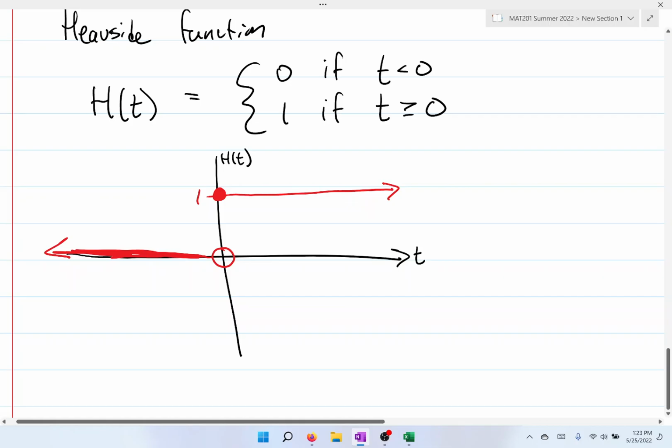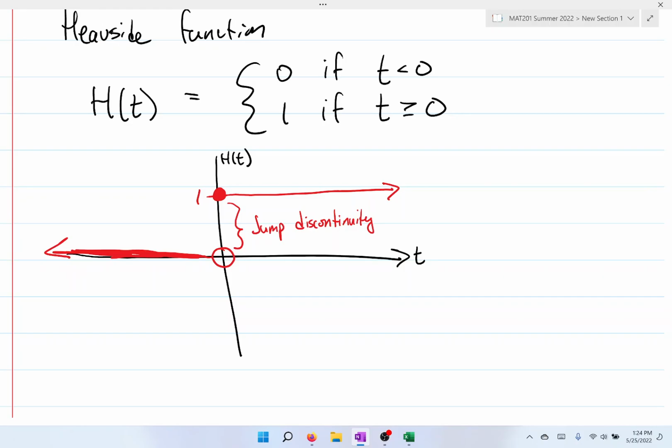All right? Now, here's a really good understanding of what's happening here. First, notice this right here is called a jump discontinuity. In other words, there is no way that you can graph this Heaviside function without physically lifting up your pencil to do that. Therefore, we call this a jump discontinuity.